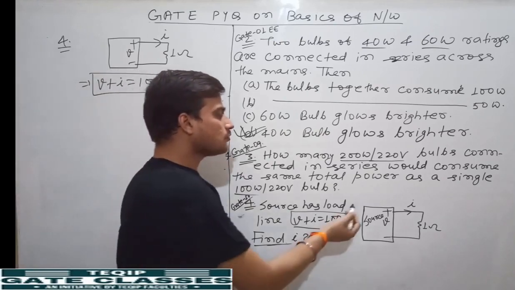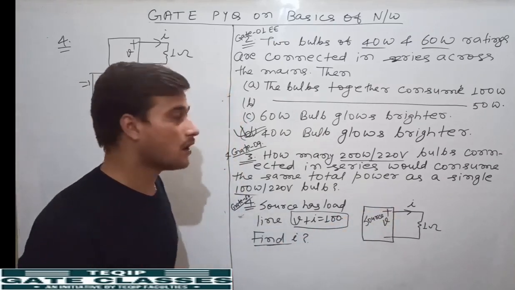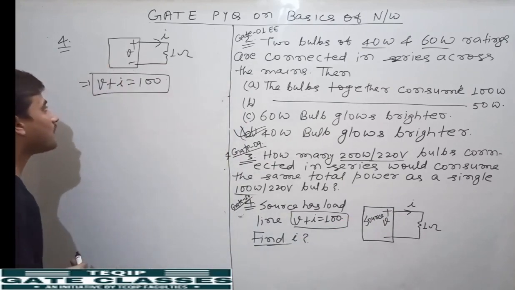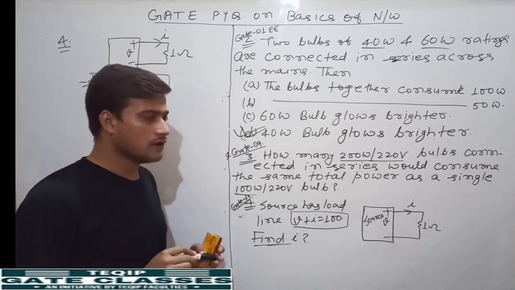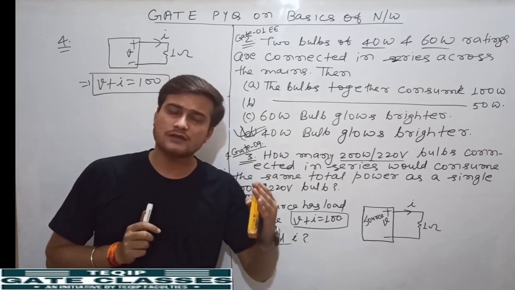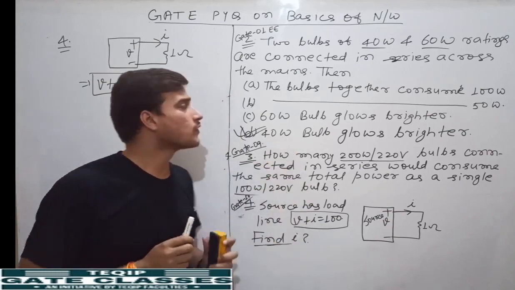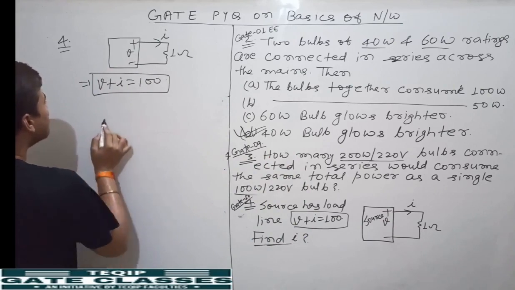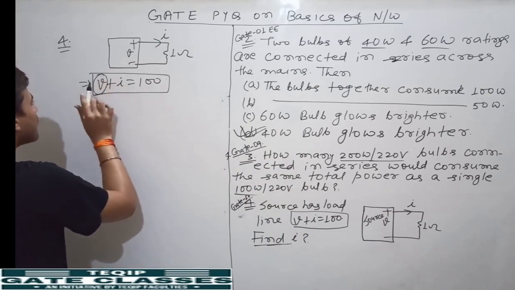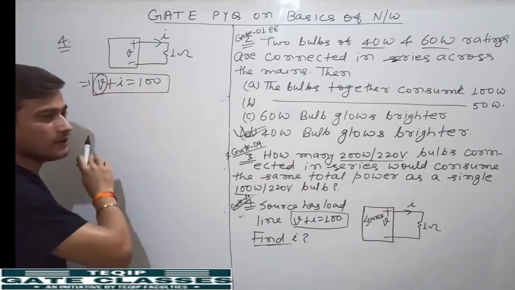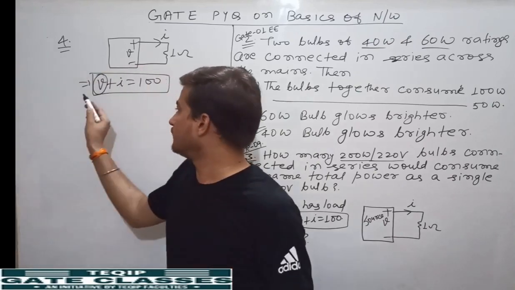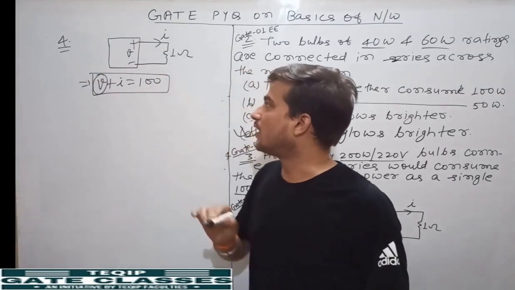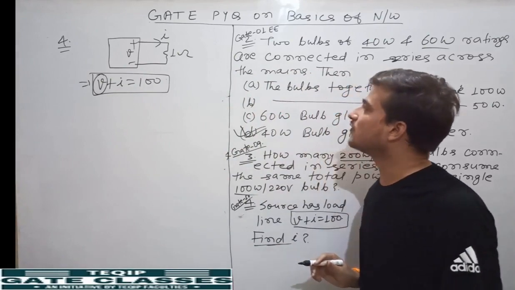Now they are asking you to find the value of load current I. So think, how can you find it? To find the value of load current I, you will have to convert the variable V in terms of I.